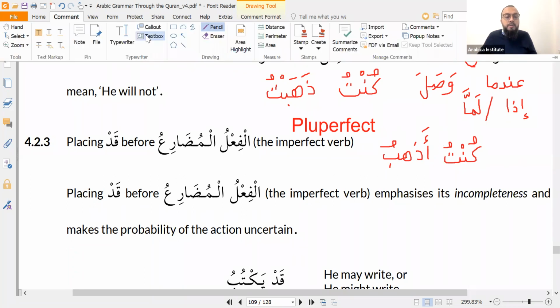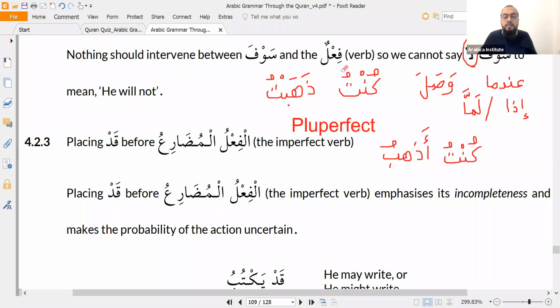Now for future, you can do basically the same thing. So let me show you what happens for future. Exactly the same principle. I'm going to just delete the kuntu and put akunu here, and you're going to tell me what the meanings are. Take these out. I'm not going to use them now.